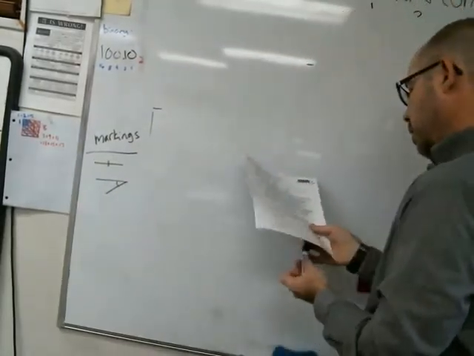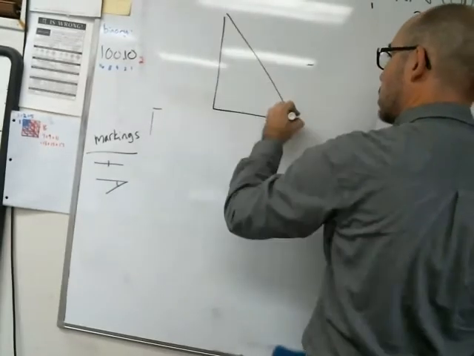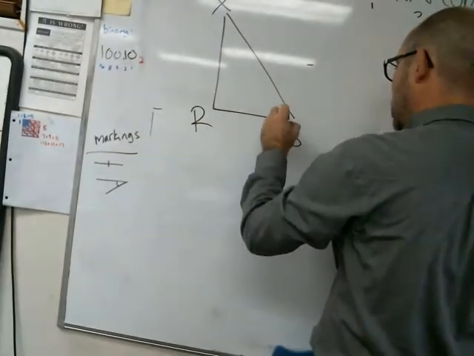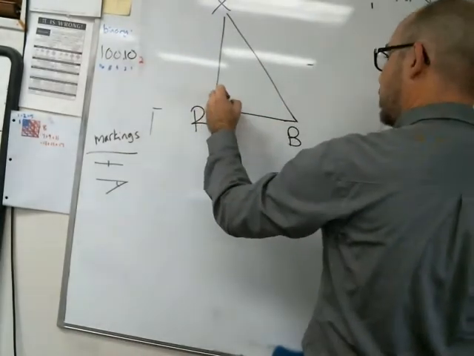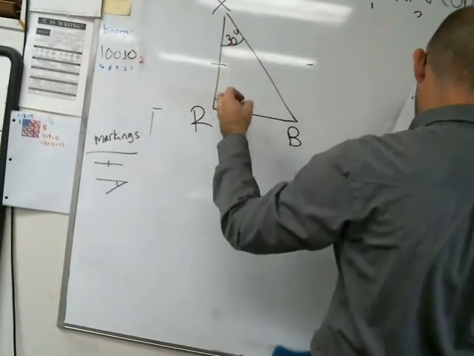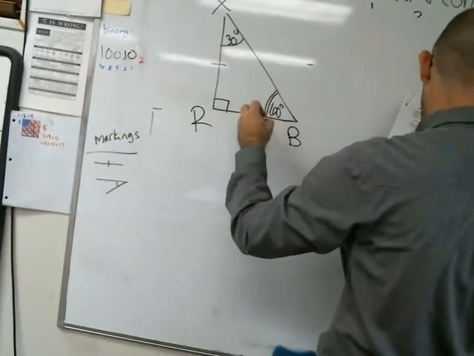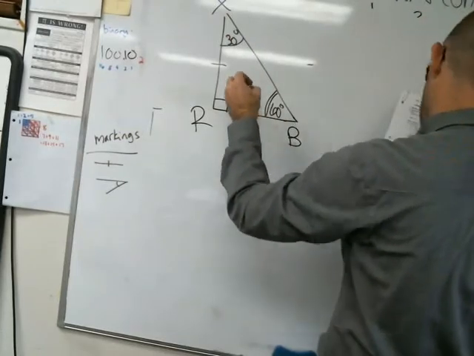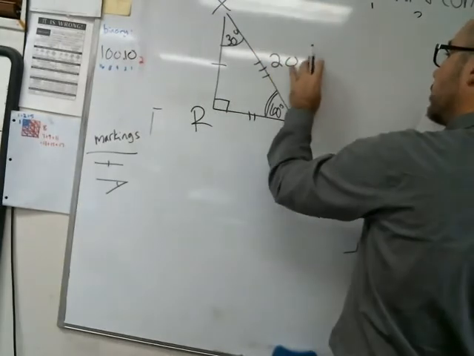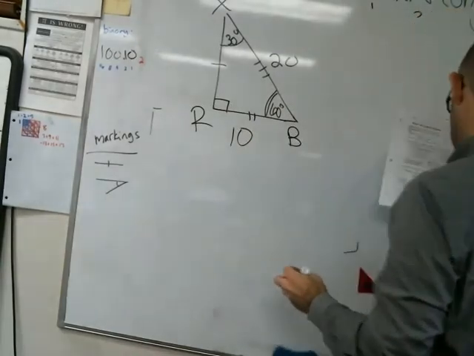I'll represent these here. We got a triangle here: X, R, and B. That's right. That's side 1. This is 30 degrees. This one down here is 60 degrees. They've got 2 markings on this side, 3 markings on that side. This side is 20. This side is 10 in length.